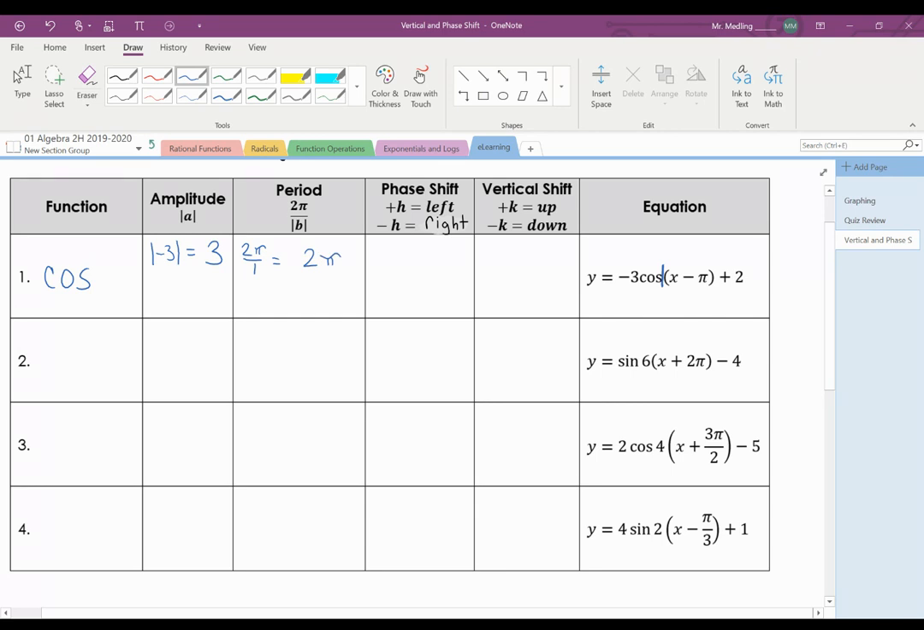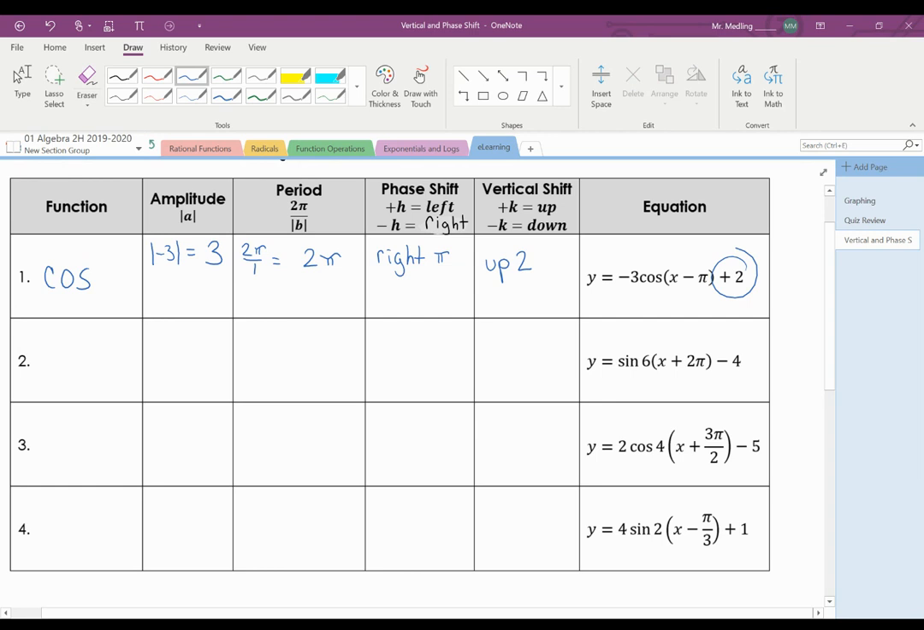If we go for our phase shift, that's saying how much is this graph moved left or right? So we have a minus pi. So minus indicates we are going to go to the right. So we are going to go right pi units. And then finally, up or down, that is indicated by the +2. Plus is up. So we're going to go up 2 units.